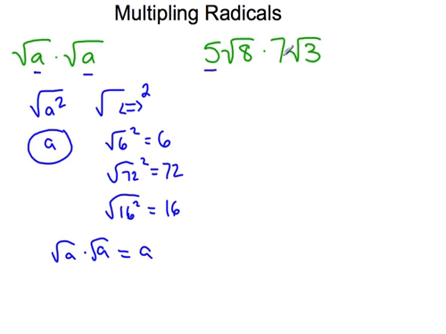Like I said earlier, when you multiply radicals, you multiply the insides and the outsides, and then you will simplify. This will become 35 times the square root of 24. We then break 24 down. We'll just say this is 12 and 2. That's 2 and 6. That's 2 and 3.